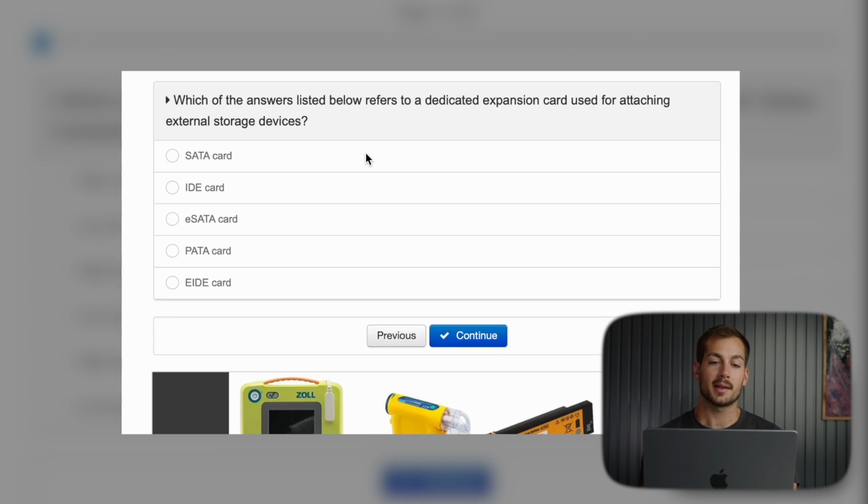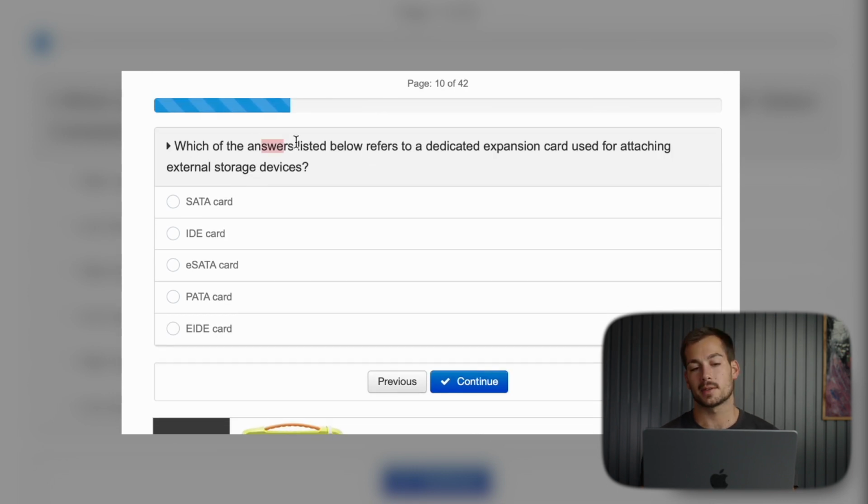Okay, and then for the last question for this video, which of the answers listed below refers to a dedicated expansion card used for attaching external storage devices? Okay, so this is referring to an eSATA card. Now all this does is it makes the SATA drive accessible from the external of the computer. So this is referring to an accessory cable connector, lets you connect to the drive externally. The E at the beginning there is for external.